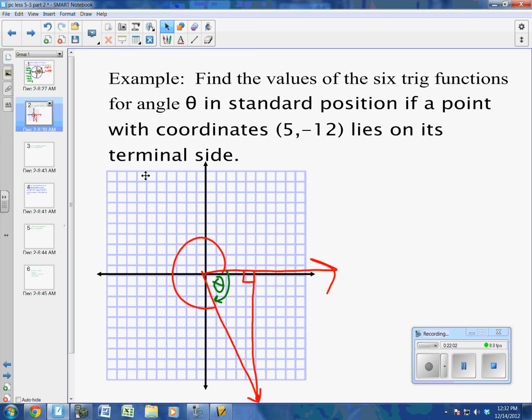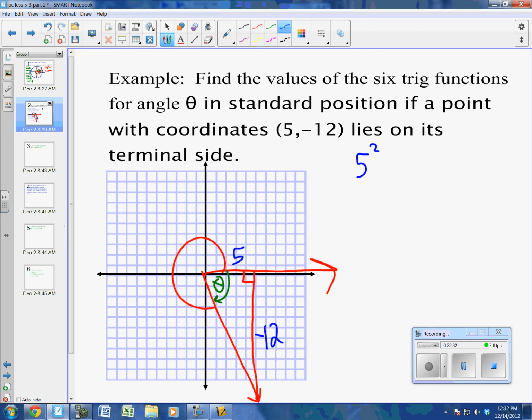Do I know any of the lengths or dimensions of this triangle? I do. Which ones do I know? Do I know this distance right here? It's 5. I know this distance is negative 12, right? I don't know what the hypotenuse is, but could I figure it out? How could I? Okay, using the Pythagorean theorem.